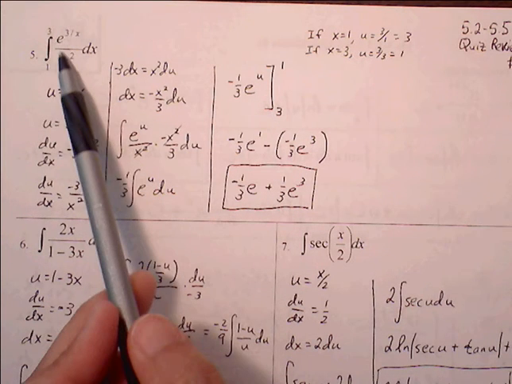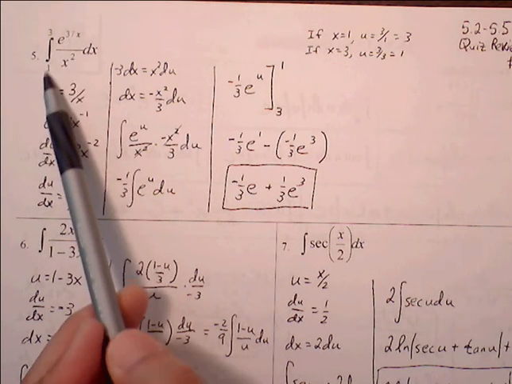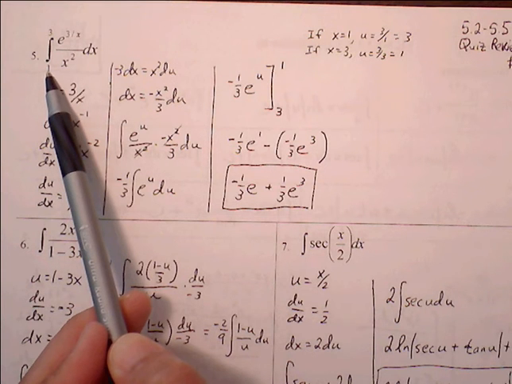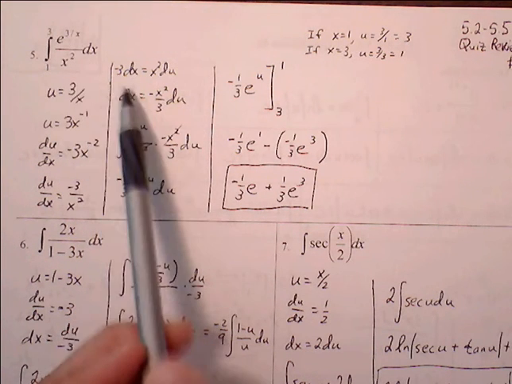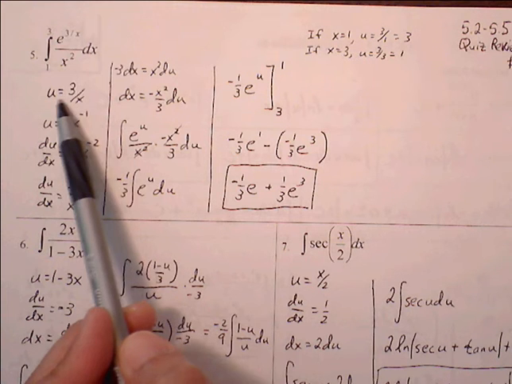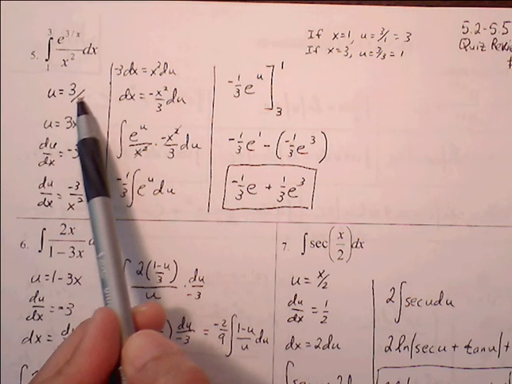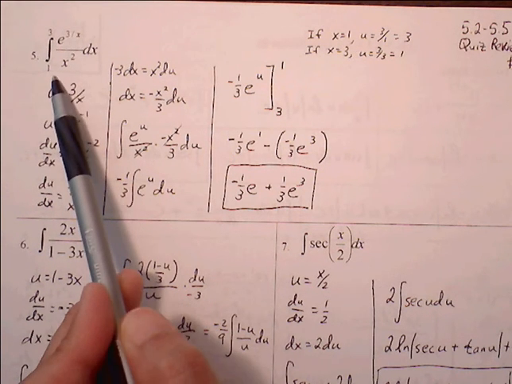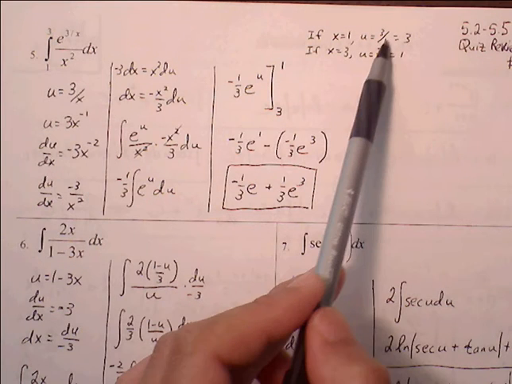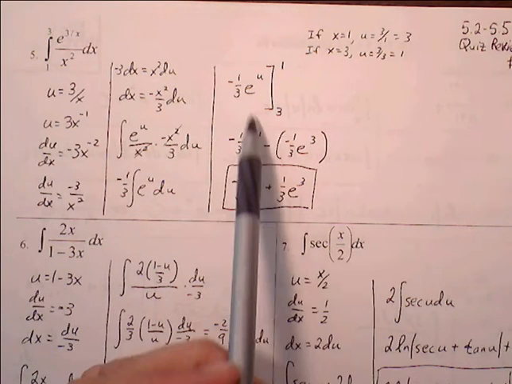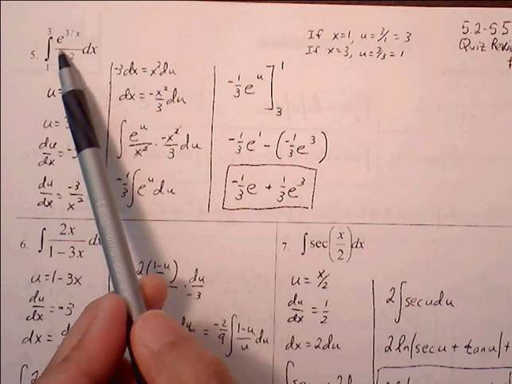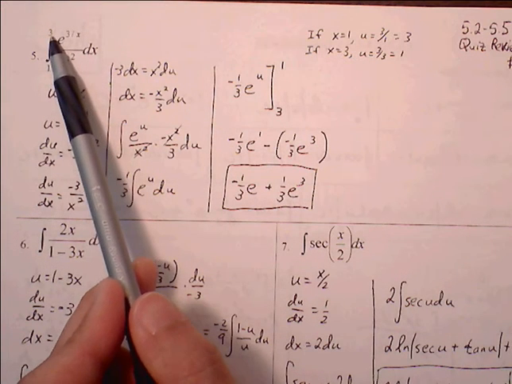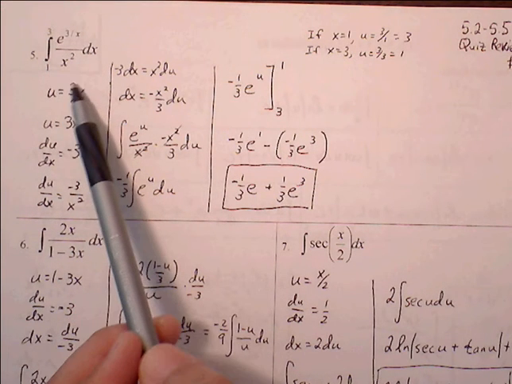So to do that, my initial lower bound in terms of x is 1. If I plug 1 into the 3 over x, because this is the equation that relates the two variables, u equals 3 over x, if I plug 1 in for x, 3 over 1 is going to be 3. So that's my new lower bound. My new lower bound is 3. My initial upper bound is x equals 3. If I plug 3 in for the x, 3 over 3 is 1.